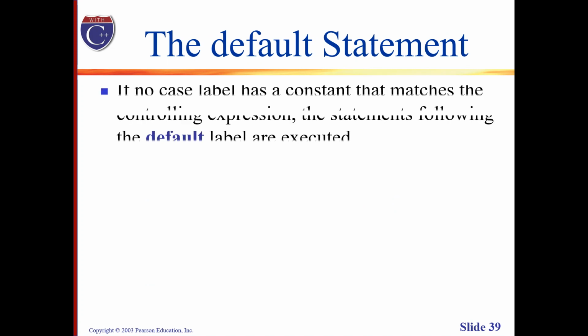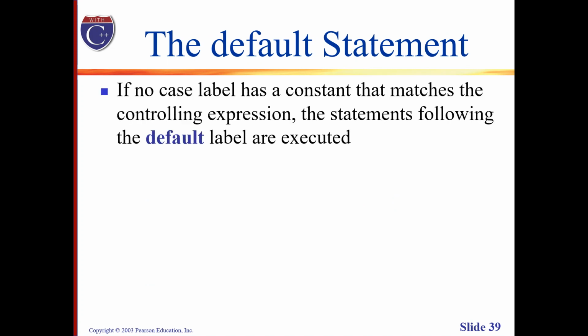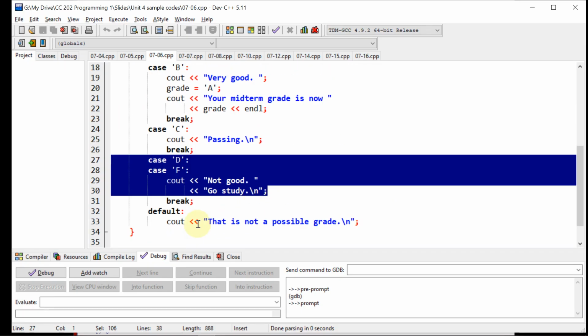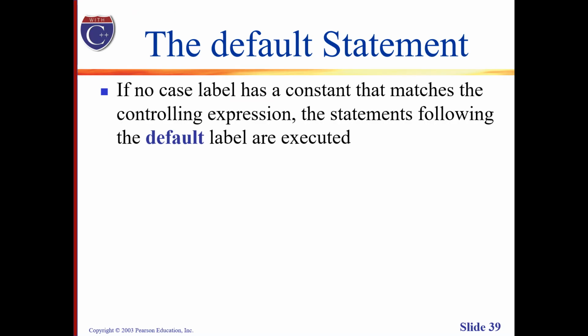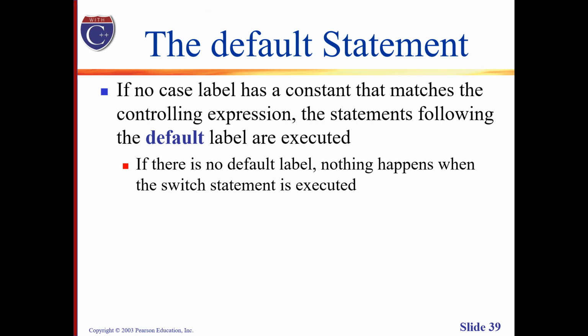Next, we have the default statement. If no case label has a constant that matches the controlling expression, then the statements following the default label will be executed, just like this one. If there is no default label, nothing happens when the switch statement is executed. Thus, it is a good idea to always include a default section whenever you are using a switch statement.